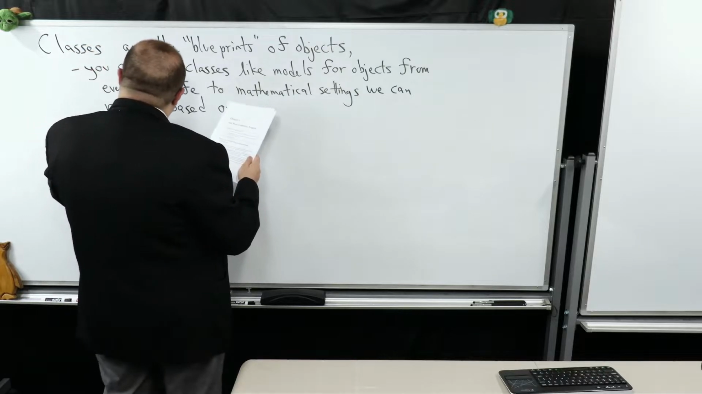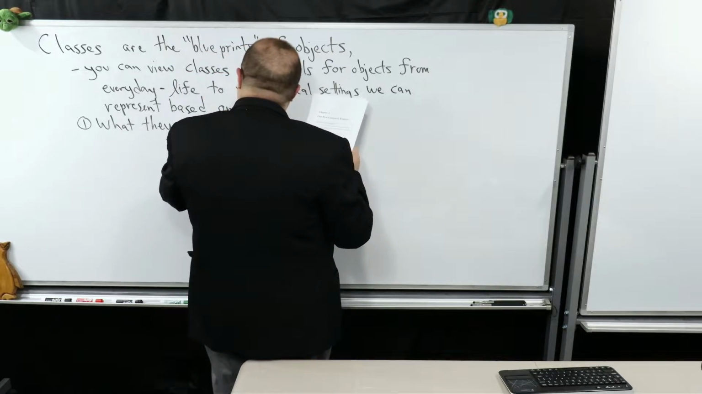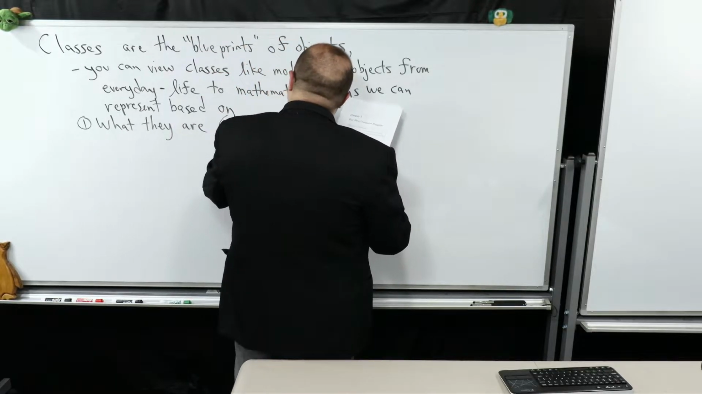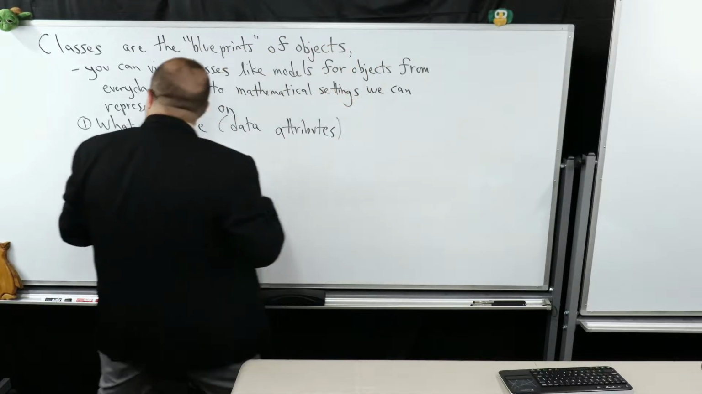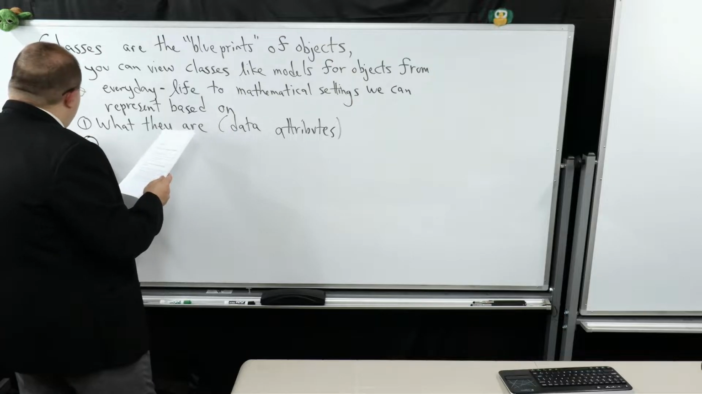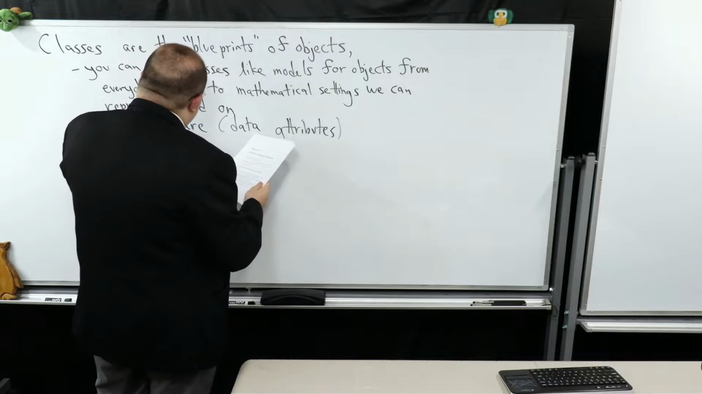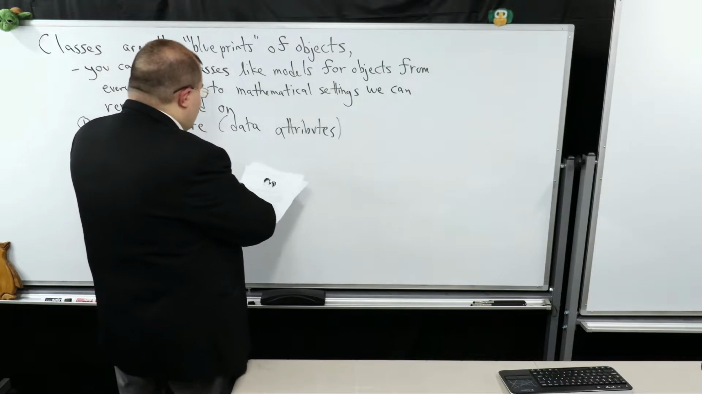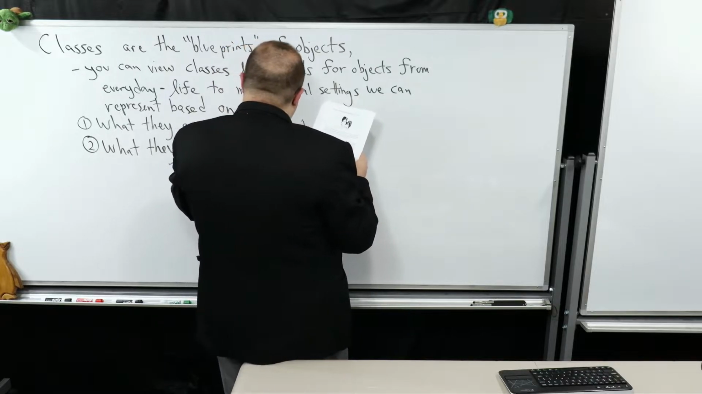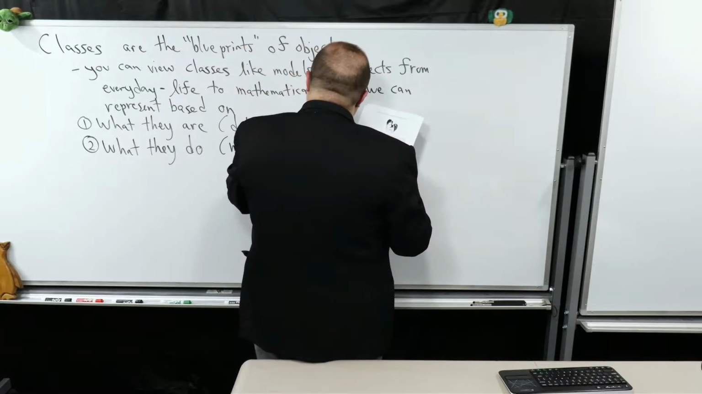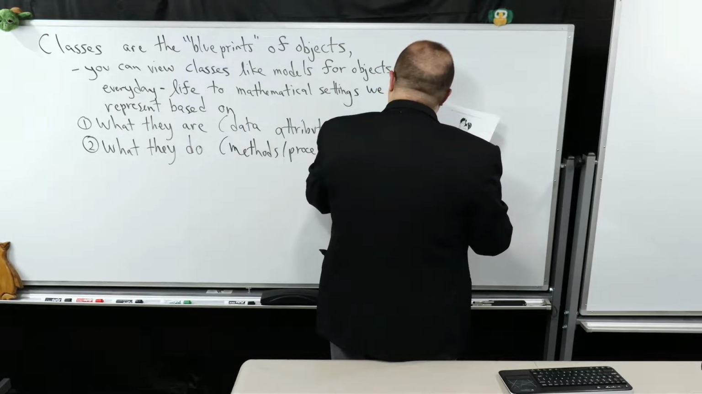We represent them based on, number one, what they are. So these would be, like I said before, data attributes. And number two, what they do. What do I mean by what they do? I'm talking about methods, procedures, or operations, if you want to be a bit more broad.